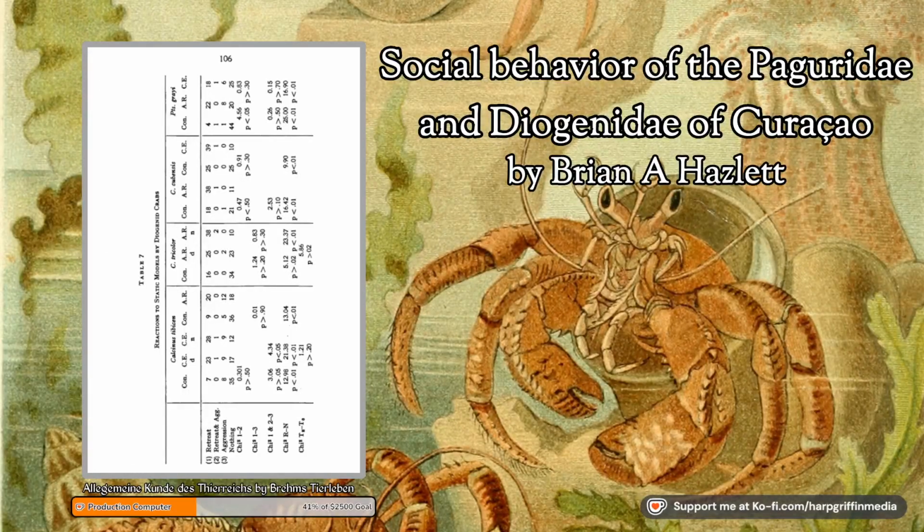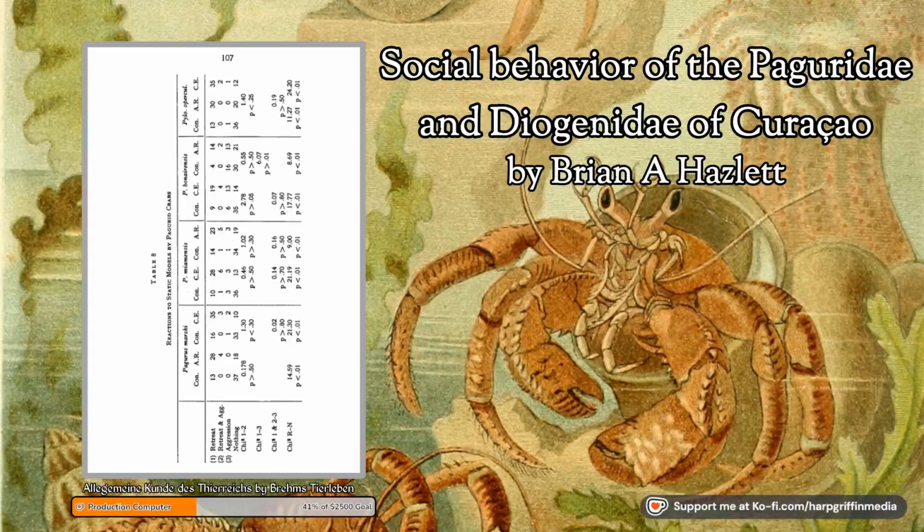Table 7. Reactions to static models by Diogenid crabs. A table I am not reading. Table 8. Reactions to static models by Paguridae crabs. Another table I am not reading.